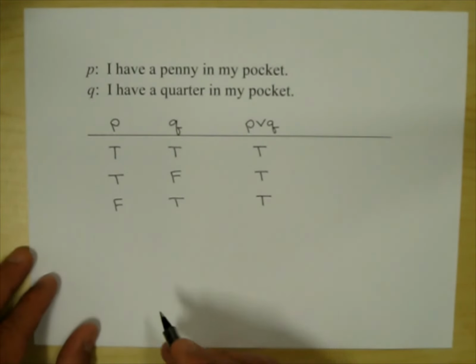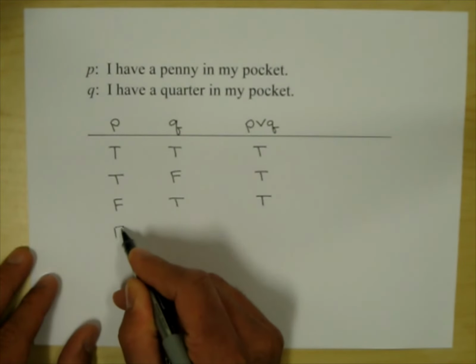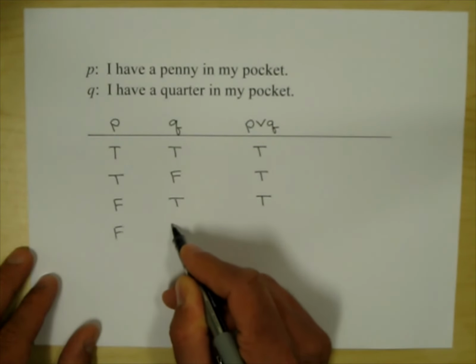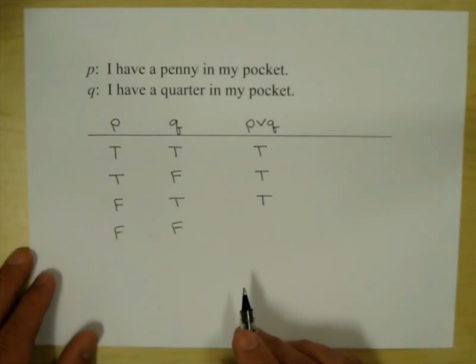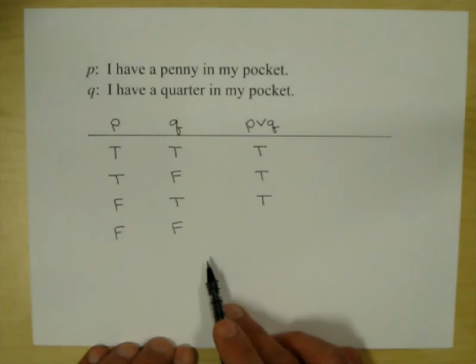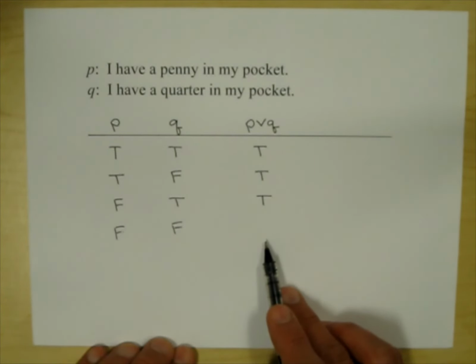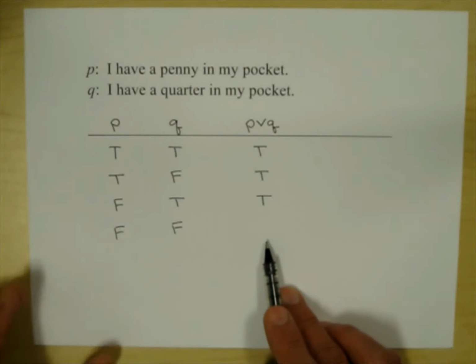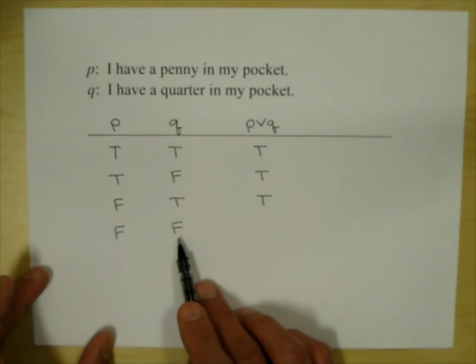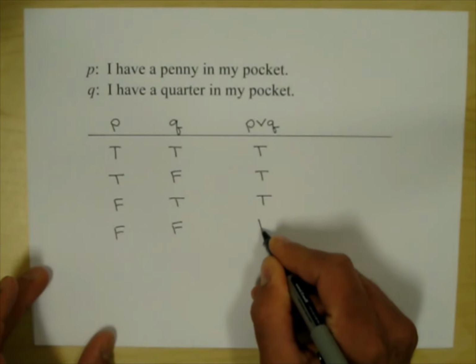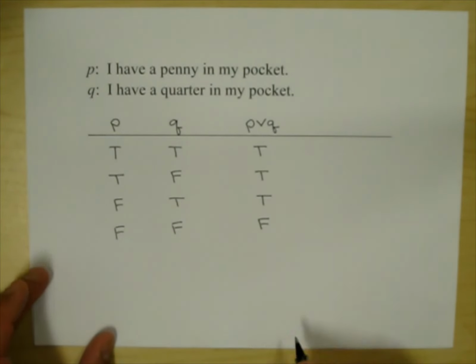The last scenario is P is false, Q is false. My pockets are empty. They don't have pennies or quarters. And I come up to you and I say, I have a penny or a quarter in my pocket. Did I lie to you? And the answer is, yes, I did. My pockets are empty. So false or false equals false.